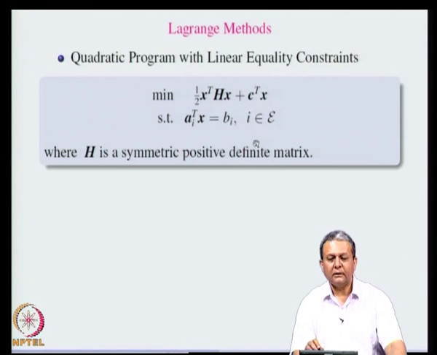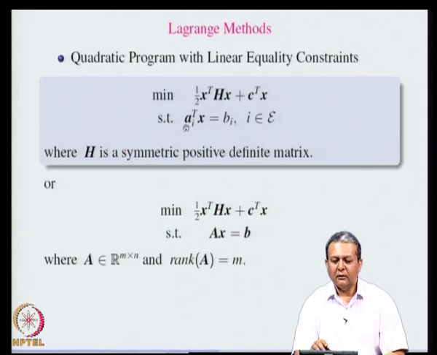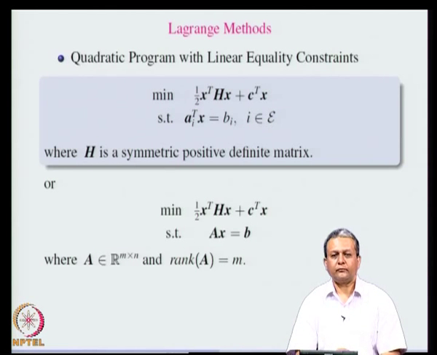Now, we can write this program in a compact form by collecting the vectors A1 transpose, A2 transpose up to AM transpose into the rows of the matrix A. So, this matrix A will be an M by N matrix, where M is the cardinality of the set E, and the original program is just compactly written in this form. And let us assume that the rank of the matrix A is M, or A is a full row rank matrix.